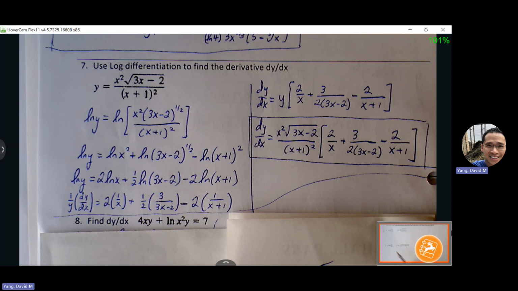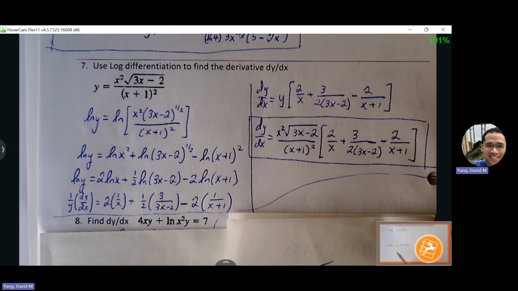Okay, number 8. There's 3 things that I want you to point out. What is involved here if we want to find the derivative dy dx? Yeah, so implicit. Okay, now go through implicit. How many y's, how many dy dx do we expect to show up? 2. Okay, what else? Product rule, not that one. Well, the product rule derivative is for the 4xy.